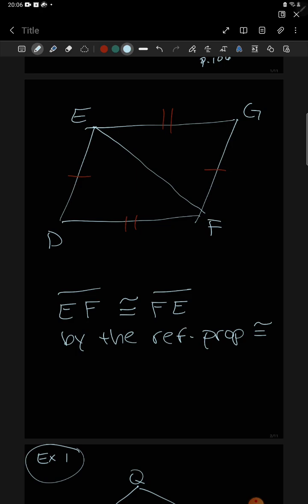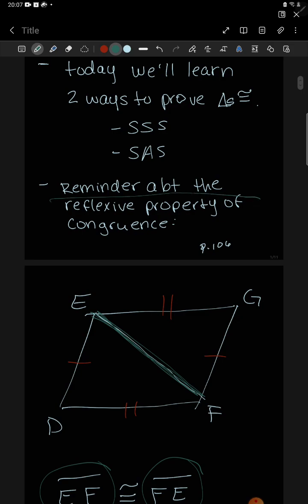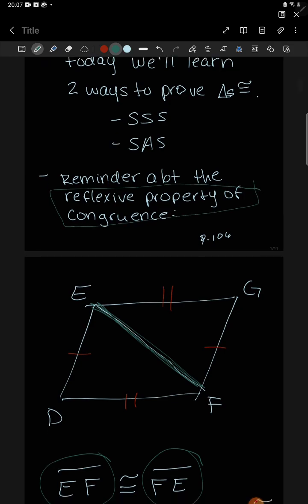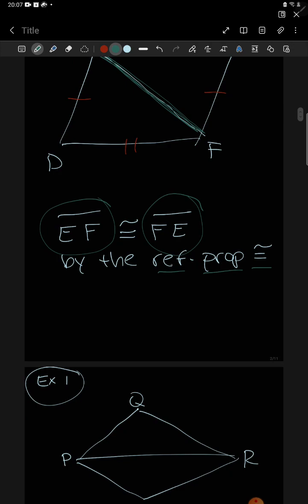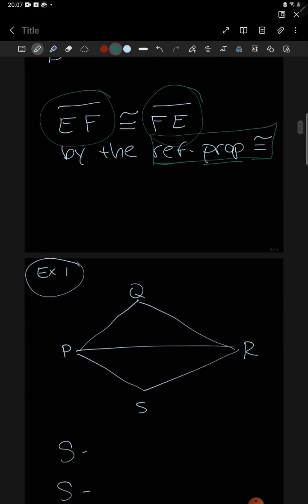But there's one more segment that we know is congruent to the segment in the other triangle, because they're sharing a side. What I've done is reversed the name so you can tell. Segment EF is congruent to itself, segment FE. They call that the reflexive property of congruence. Spelled out, it's up here: reflexive property of congruence. And you can abbreviate it as Ref. Prop. Congruent.